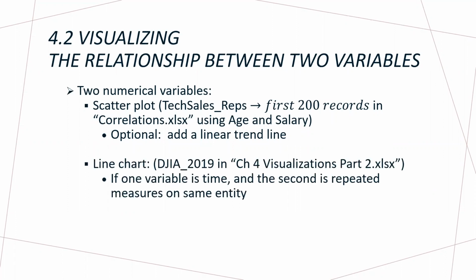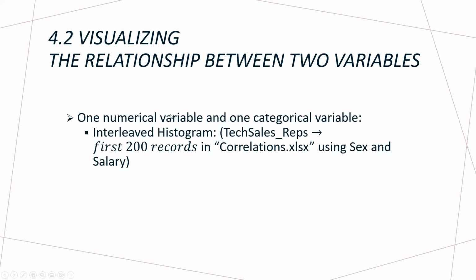The next thing I want to talk about is visualizing the relationship between two variables when one is numerical and the other one is categorical. There's a couple different ways to do this. One is two box plots or multiple box plots, but the first one that I want to show you is an interleaved histogram.